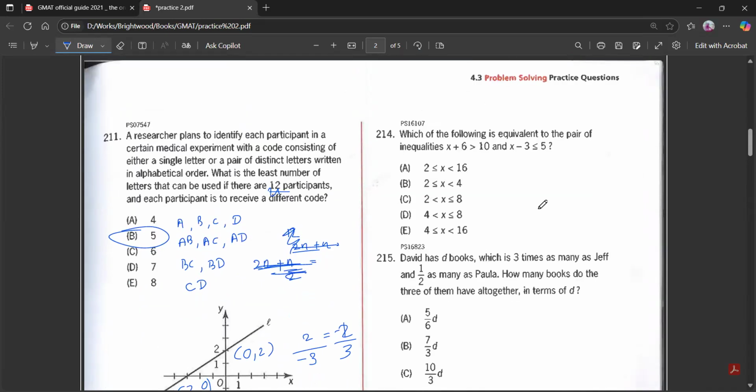So here, which of the following is equivalent to the pair of inequalities? x plus 6 greater than 16 and x minus 3 less than or equal to 5. Which of the following inequalities? x plus 6 greater than 16 means x greater than what? 10. Here minus 3 goes to the other side, x less than or equal to 8. So this is 8 and 16. What should be there?